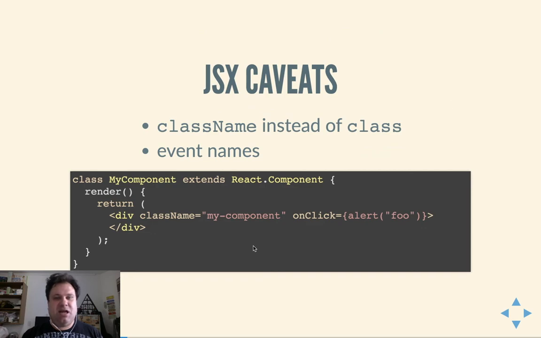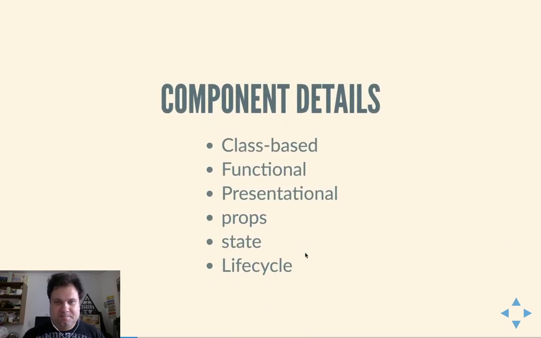But JSX comes with some caveats. When you're defining a class for an HTML element, you actually have to use className instead of class. The reason for that is that class is a reserved keyword in JavaScript. Something similar needs to be done for event names. For example, with the onClick event, you have to use this camel case form instead of the all lowercase form that's used in regular HTML. Something to keep in mind when writing JSX.